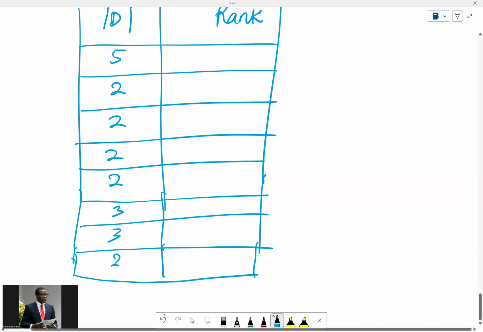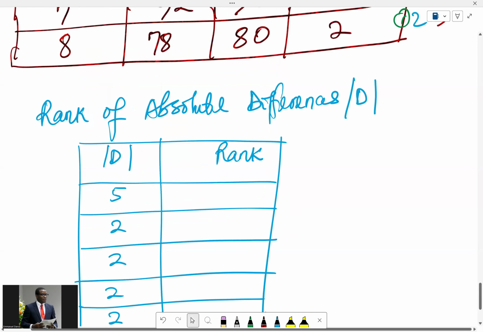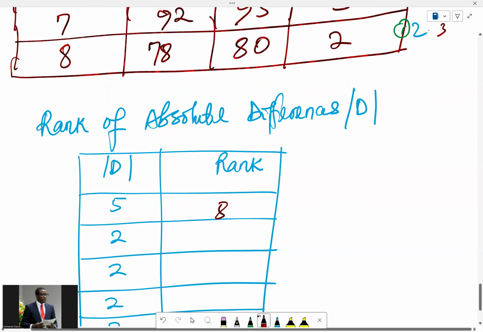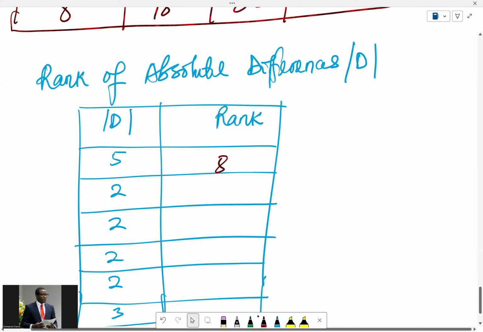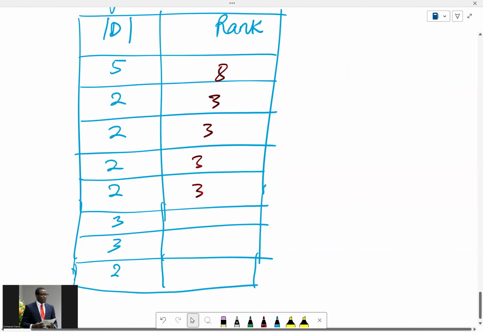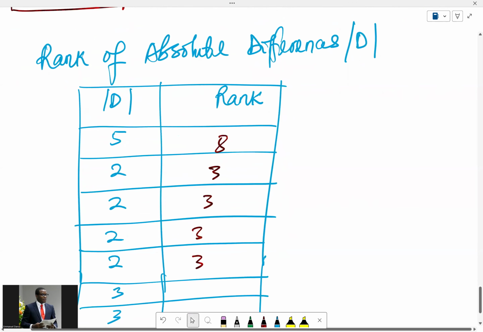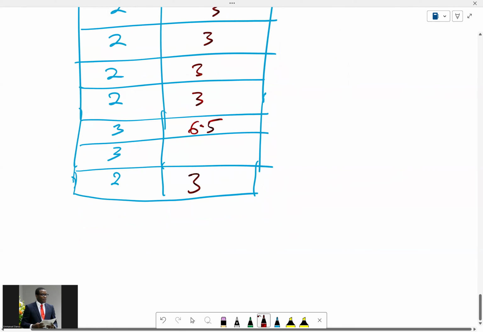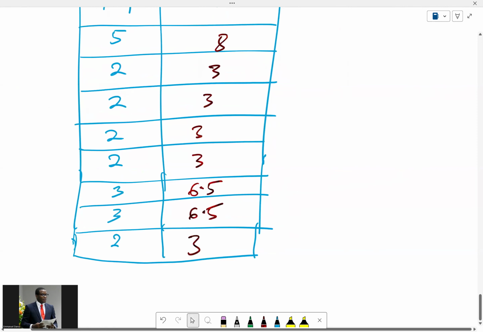Okay. And what are the ranks? So 5 has rank 8. Then all the twos have rank 3. Every two has rank 3. And the threes have rank 6.5 each. So you have to get the ranking thing right.